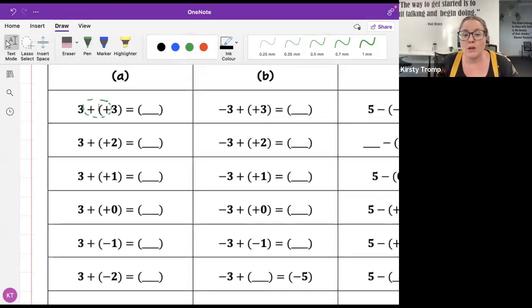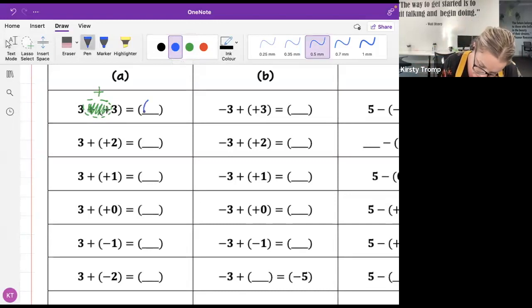What did we tell ourselves? What happens when the signs are exactly the same? When we've got a positive sign and a positive sign, the signs are exactly the same. I'm going to cross them out, and I'm going to be left with a positive here. So 3 plus 3 is going to give me 6.